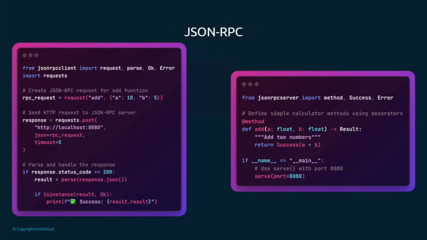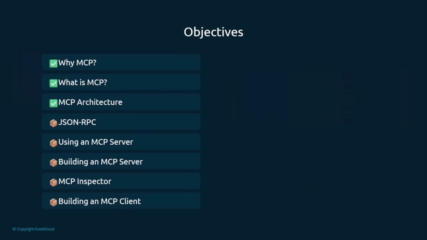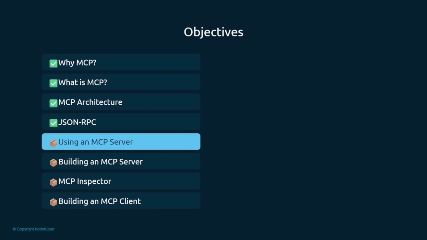Now, here's an example of an implementation of JSON-RPC in Python with the client and server. The server uses the JSON-RPC SDK for Python to define a simple add method, and the client uses the JSON-RPC client SDK to send a request to the server and receive a response. And this example uses an HTTP transport. Next, we'll see how to use an existing MCP server.